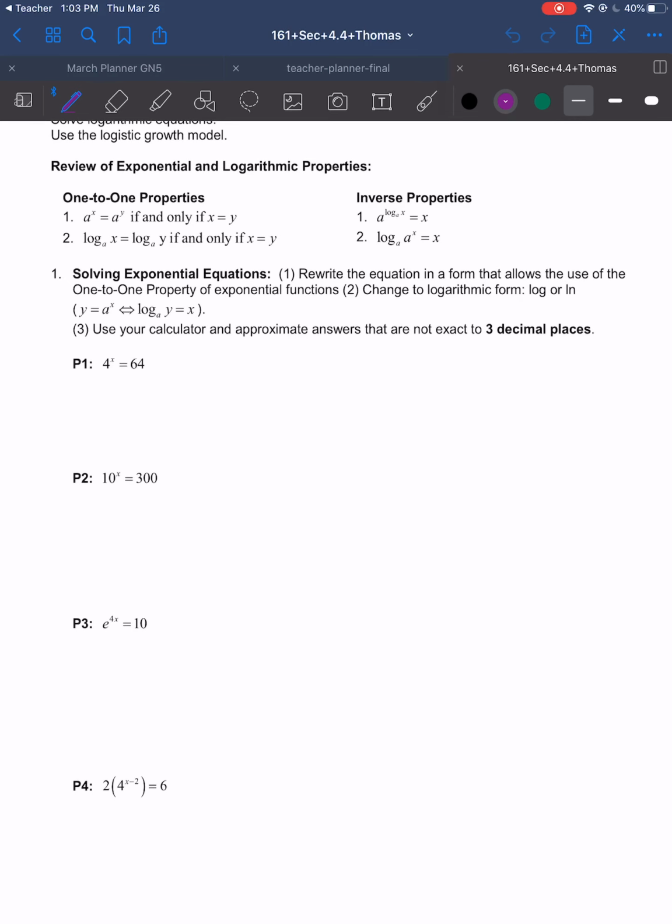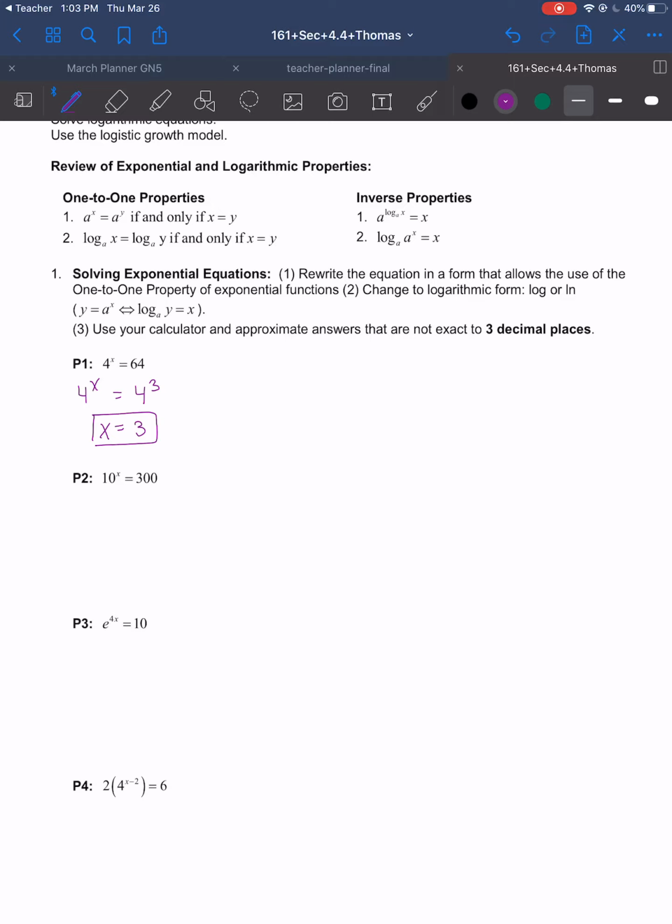So we are going to rewrite these in any form that we can to make them easy to solve. This first one's pretty easy. 4 to the x equals, and 64 is 4 cubed. So all I have to do is say x equals 3, because I can drop those 4's.